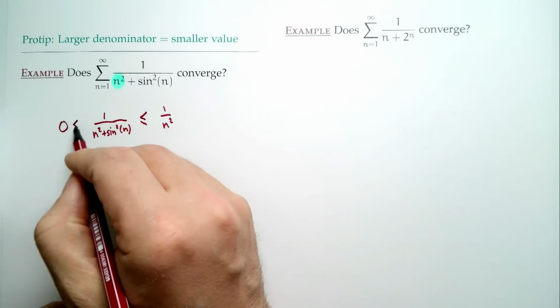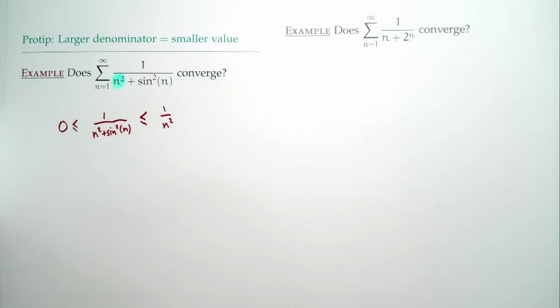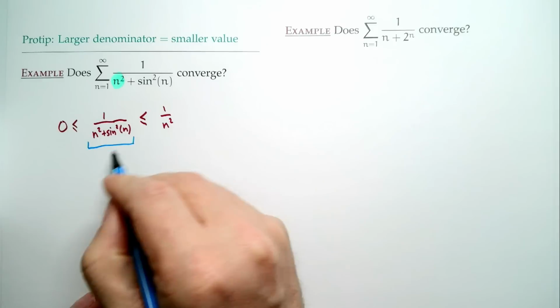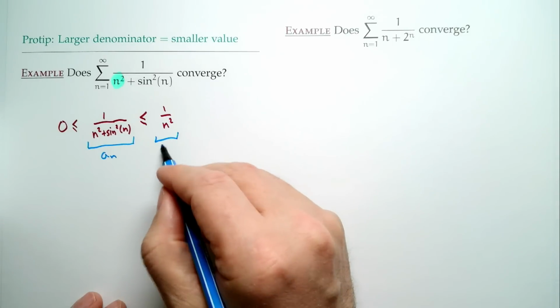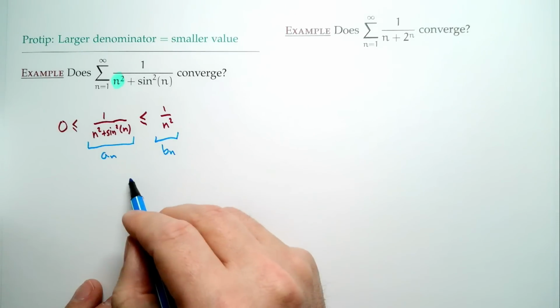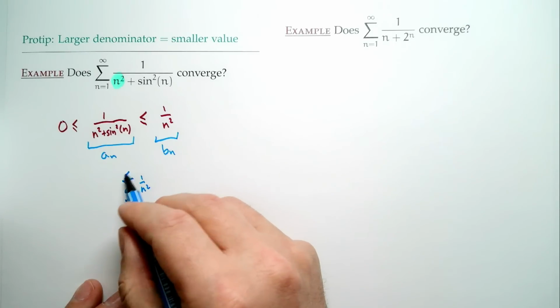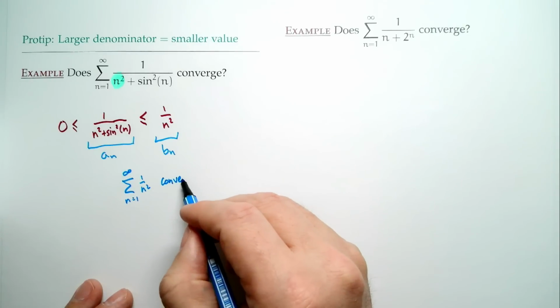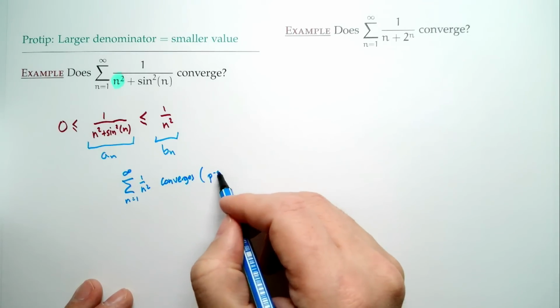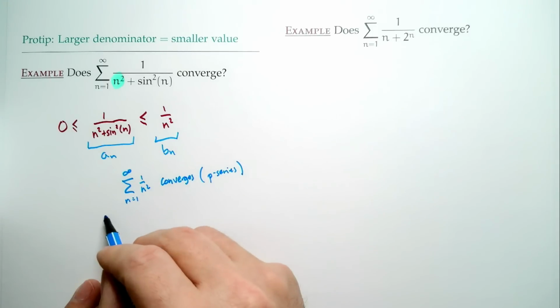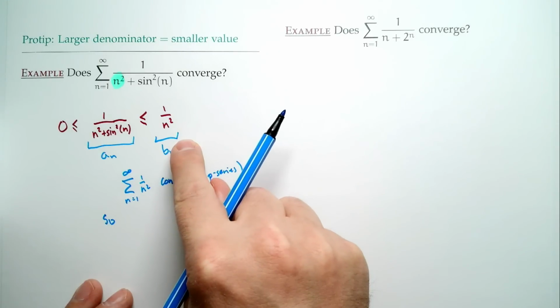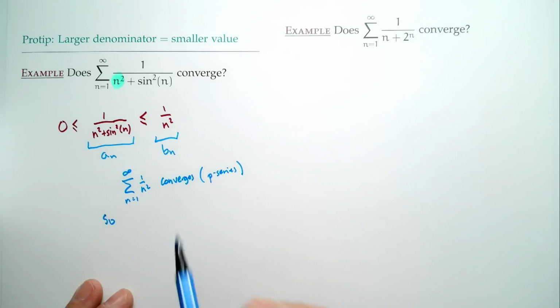And now we can say certainly it's true that 0 is less than or equal to 1 over n squared plus sine squared of n, which is less than or equal to 1 over n squared. Now, with our current way of thinking, this is our a sub n, this is our b sub n, and now we can say, look, the sum of 1 over n squared from n equals 1 to infinity converges, and that's because it's a p-series. We know when they converge. So since this sum converges, the sum of those smaller terms also converges.